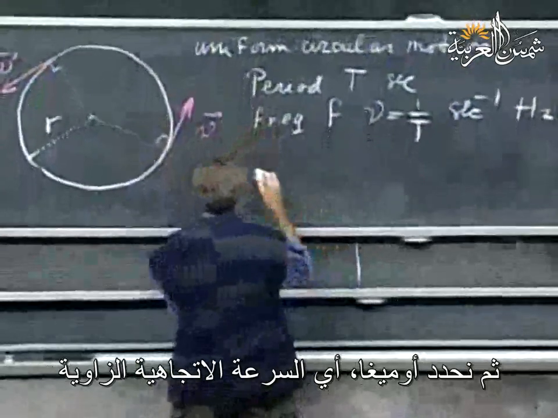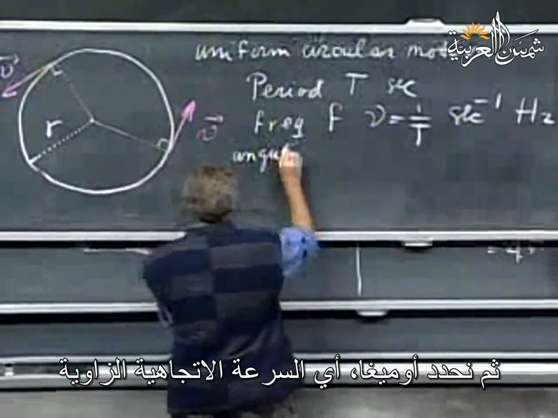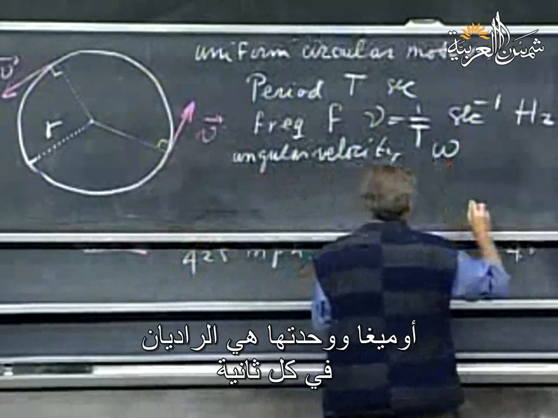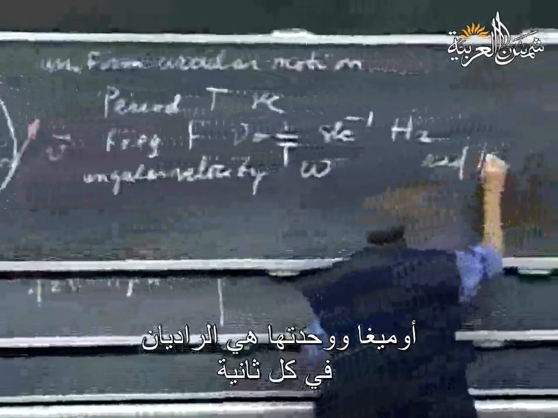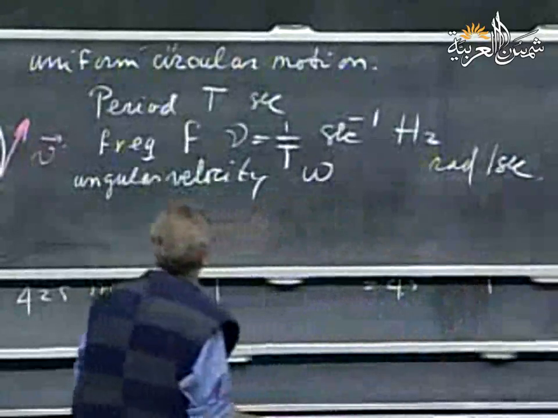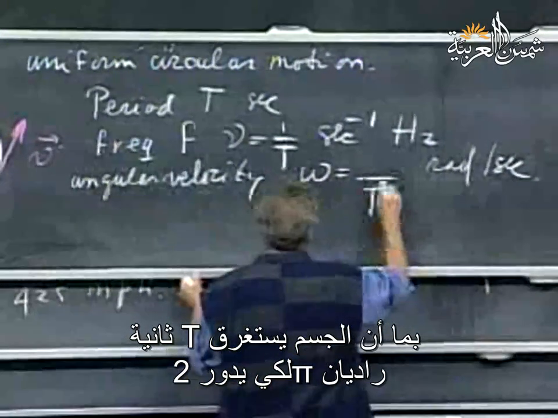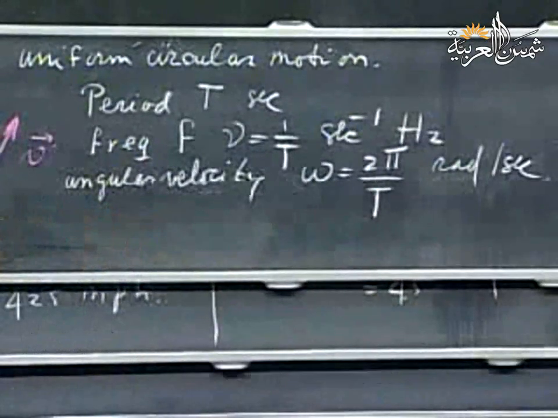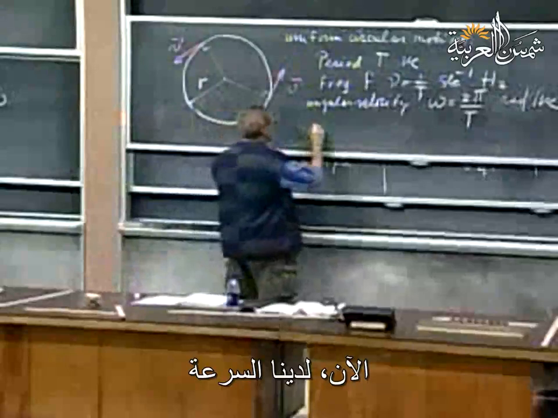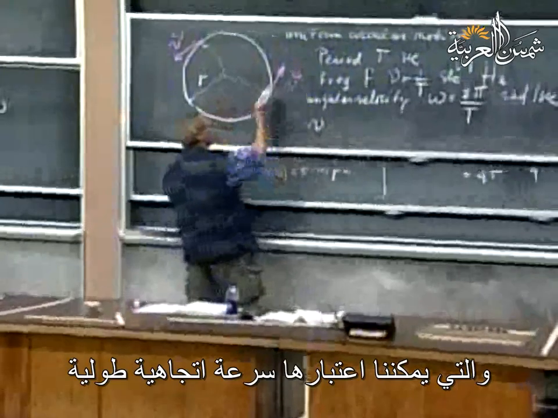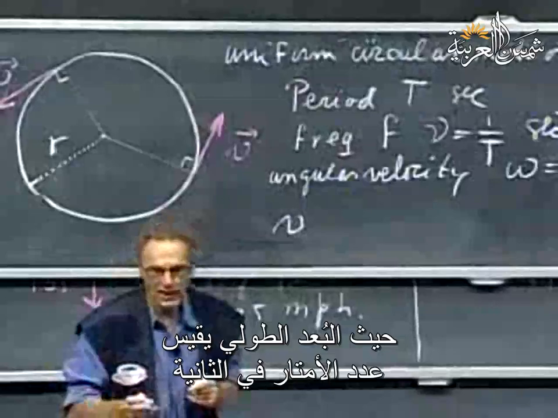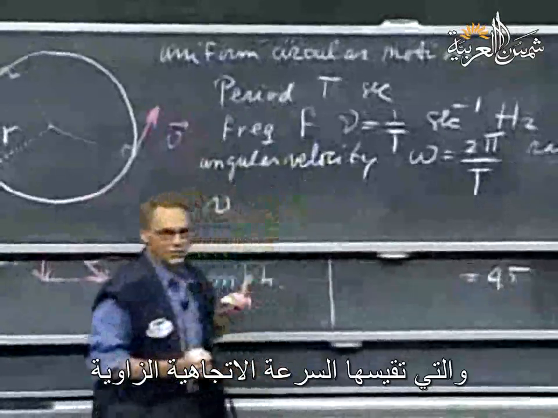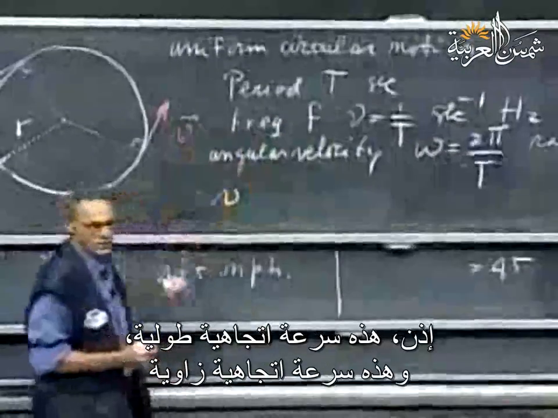And then we identify omega, the angular velocity, omega, which is in radians per second. Since it takes T seconds to go around 2 pi radians, omega is 2 pi divided by T. Now then we have the speed, which we can also think of as a linear velocity. How many meters per second is linear as opposed to how many radians per second, which is angular velocity.